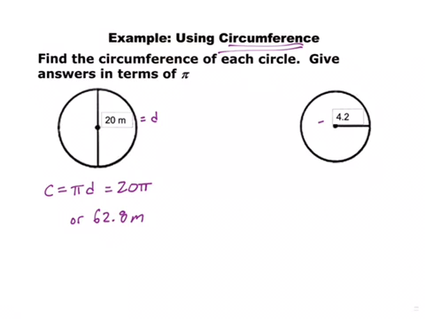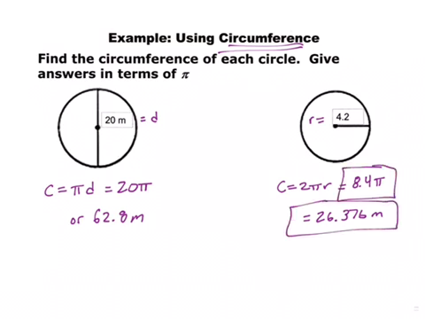Question 2, they've given us a radius. So we're going to use our circumference equals 2 pi r this time, which in this case is going to be, well, 2 times 4.2 is 8.4. So we're looking at 8.4 pi. Or if we want to write this in decimal form, it's right around 26.376 meters, or in this case, units. So either answer works.